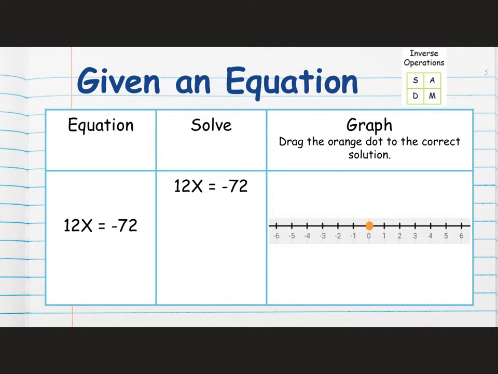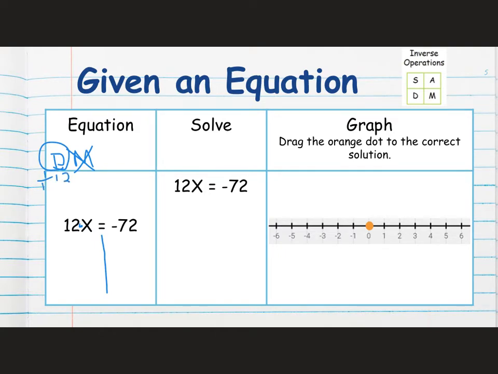Okay, let's go to an additional problem. You will also be given some without tiles. Here I have a multiplication problem. Whenever I'm dealing with multiplication or division, I'm going to do the inverse of what's been given to me. I know that this says 12 times some number equals a negative 72. I'm not going to multiply by 12 because that's what's been given to me. I'm going to divide both sides by 12.